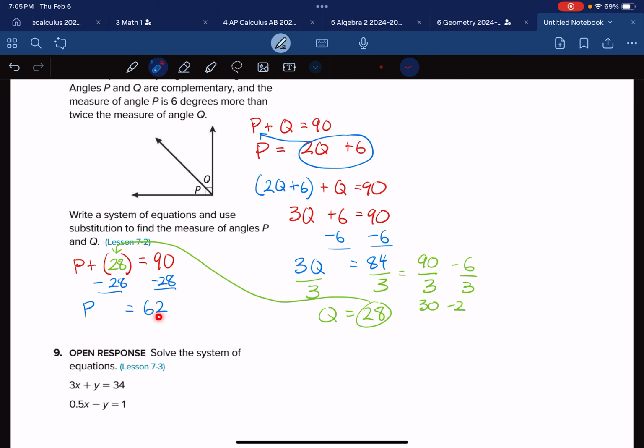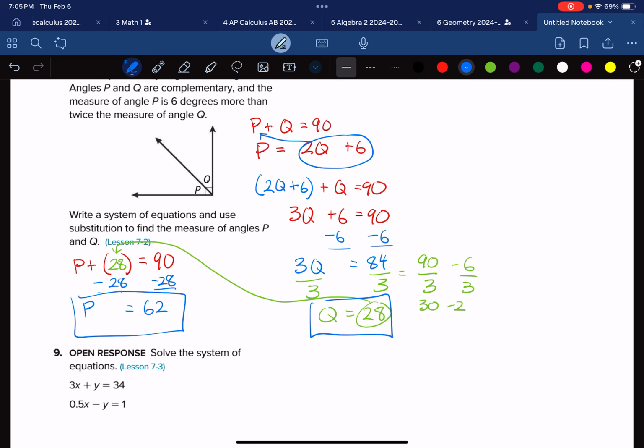And just doing some mental math, 2 plus 8 is 10. Carry the 1, so this turns into a 3. 3 plus 6 is 9. 90. That makes sense because they should have added up to 90. Excellent. So I have my two angles. I should now box them. Q is that angle. P is that angle. And we move on to number 9.